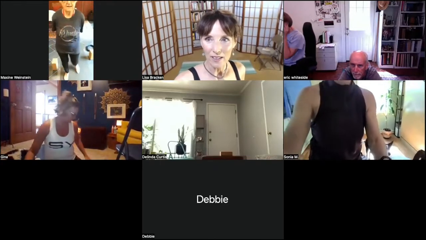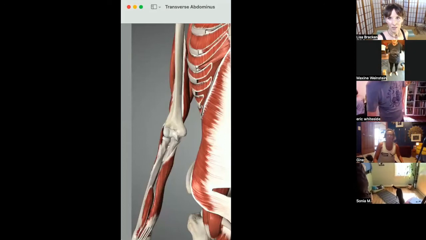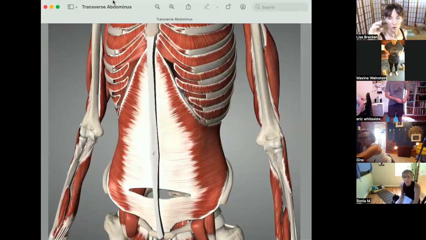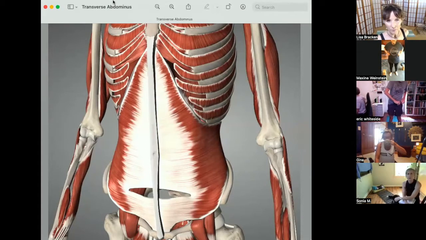Today, we are diving into the obliques. Now, because this is just a 75-minute class, we don't have a lot of time to go into attachments and origins and all that jazz, but I am going to show you the three primary obliques from internal to external, meaning from the closest to your core to the more outer of your core.